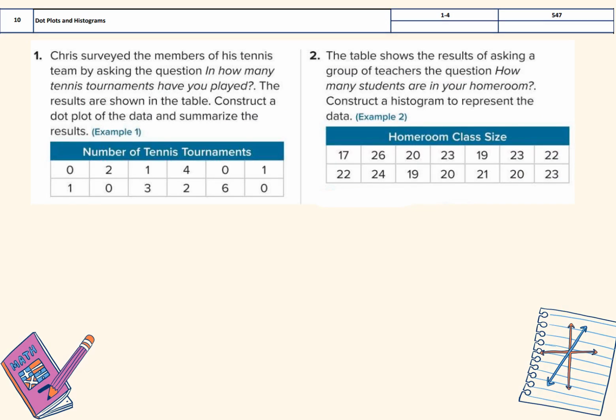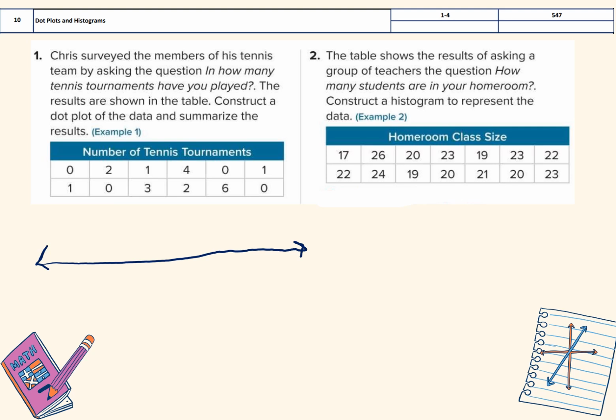Now let's talk about dot plots and histograms. Dot plots and histograms are representations that help us to visualize data instead of just looking at a bunch of numbers. So a dot plot, for example, helps us to organize the data and make conclusions about the behavior of the data. So let's try to construct a dot plot. Firstly, I'll start with making a number line. So this is the number line.